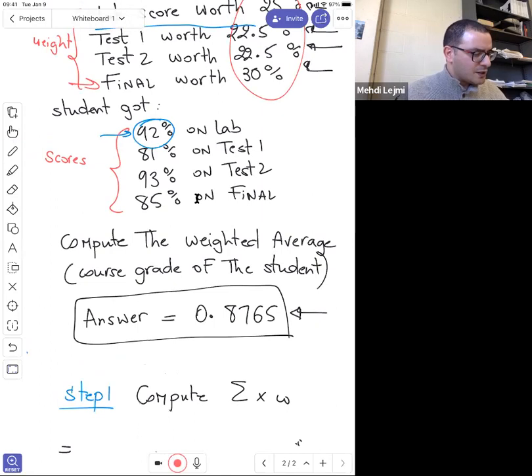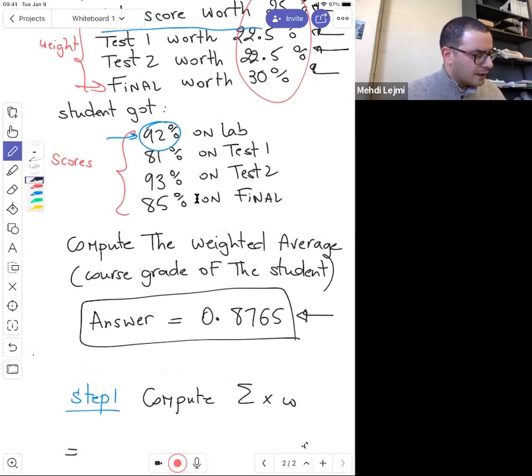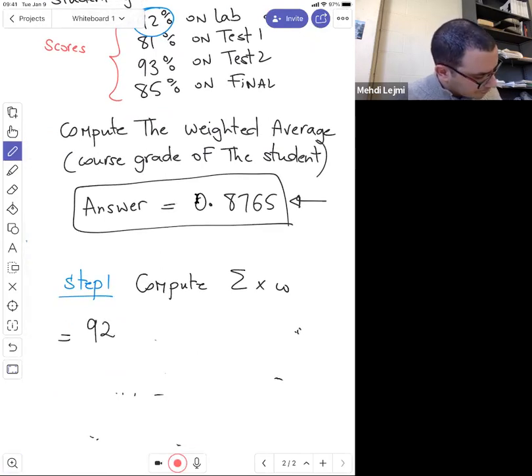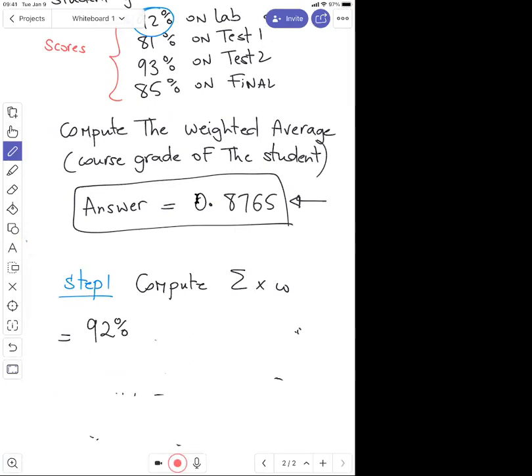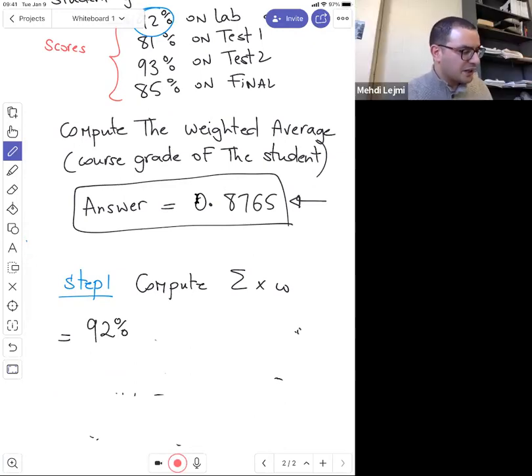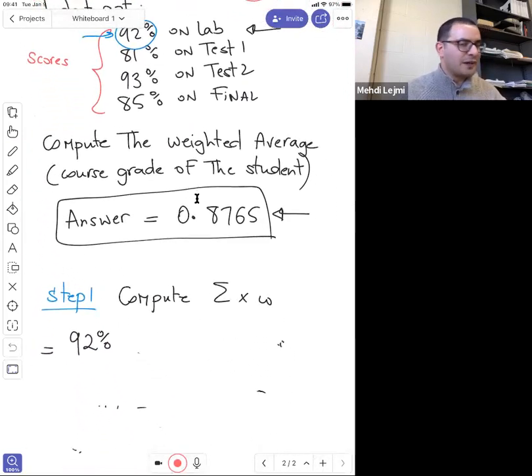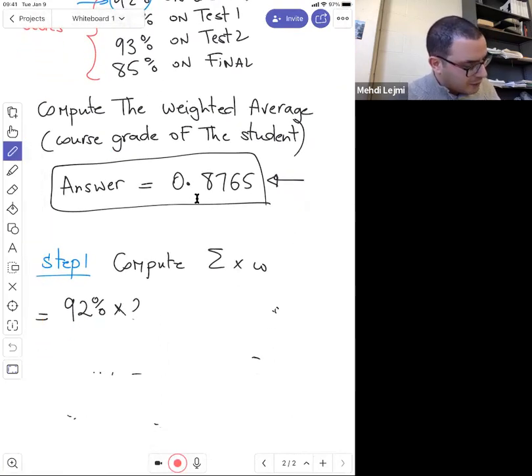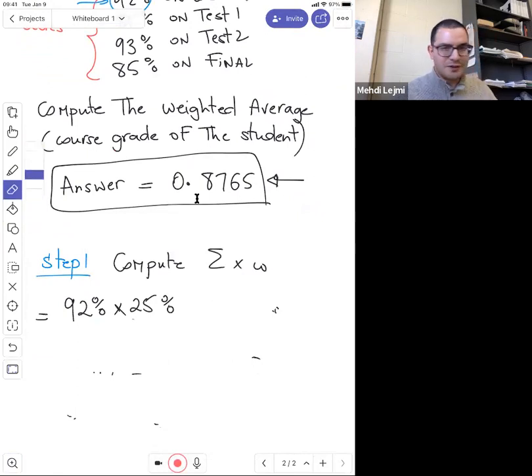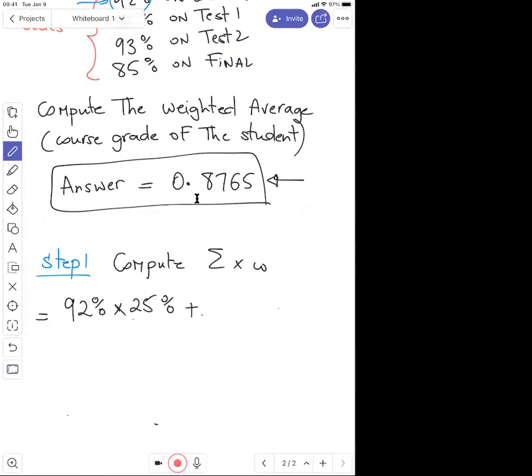First score: the student got 92% on the lab, right? So that's 92%, his score on the lab. We take the 92%, the score on the lab, and then we need to multiply this by the corresponding weight. What's the weight corresponding to the lab score? We said the lab is worth 25%. So we multiply this 92% by 25%. Does this make sense to you before moving to the next? You see why I'm multiplying the 92 by the 25? The 92% is his score on the lab, and the lab is worth 25%. Okay, that's the lab score.